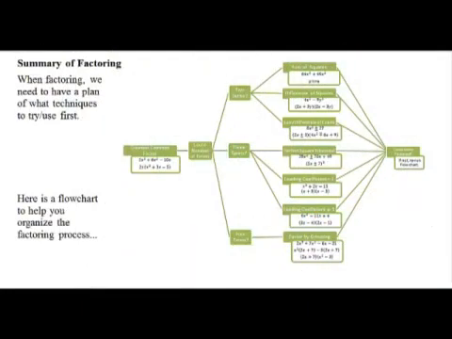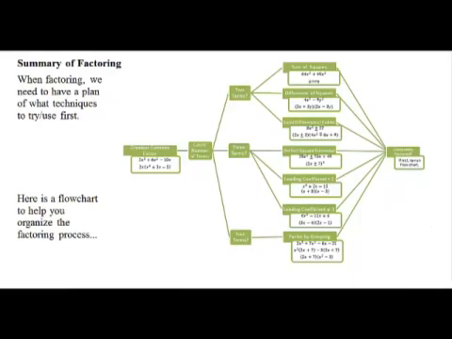Summary of factoring. When factoring, we need to have a plan of what techniques to try and use first, especially because all of our polynomials will be mixed up. We won't have just a sum of squares or just perfect square trinomials that we're factoring all at once. Everything's going to be jumbled up. So here's a flow chart to help you organize the factoring process. I'll have a condensed version of this chart as we go through several examples in this lesson.